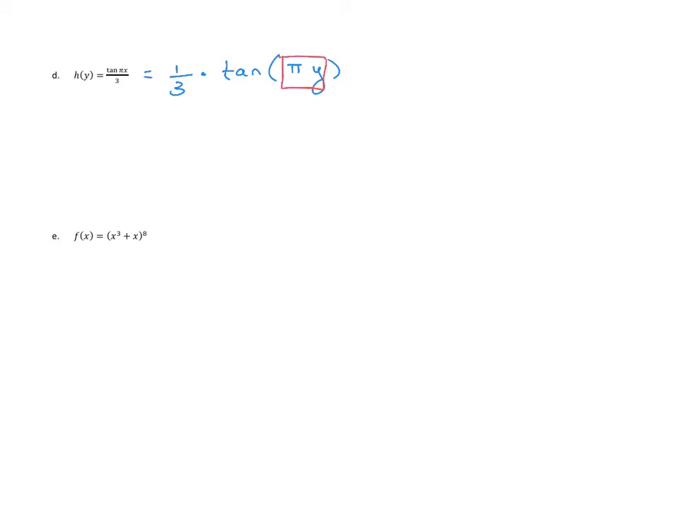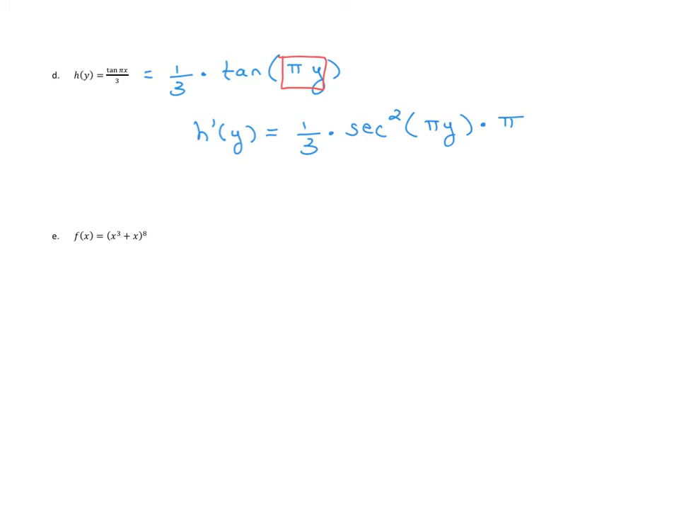So here's my composition. It's the pi y. When I take the derivative h prime of y, I write down the 1/3, and I multiply by the derivative of tangent, which is secant squared, and I leave the pi y alone. But by the chain rule, I multiply by the derivative of pi y, which is pi.